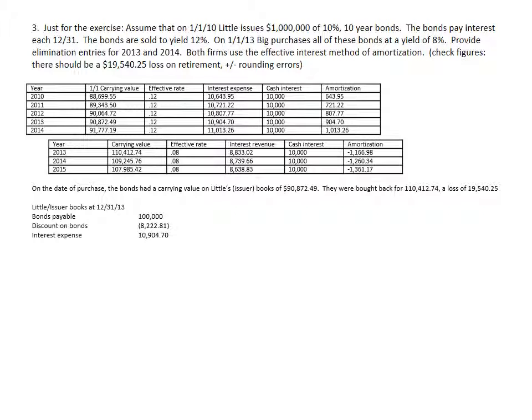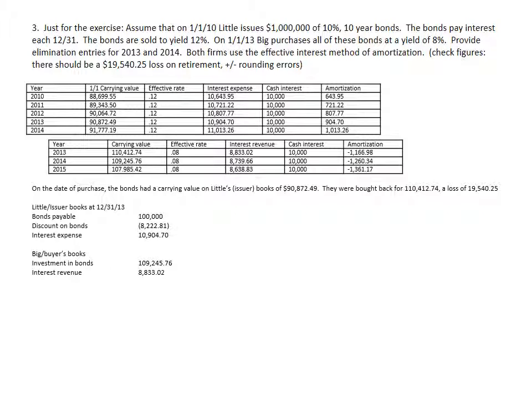And Little has interest expense. Again, now we look at the 2013 row of the amortization table, and we see interest expense of $10,904.70. On Big the buyer's books, they've got investment in bonds, $109,245.76. That's the January 1st, 2014 carrying value, which is the same as the end of 2013 carrying value. And they've got interest revenue from the 2013 line of the amortization table of $8,833.02.